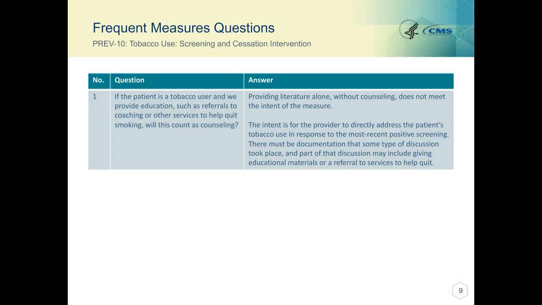Providing literature alone without counseling does not meet the intent of the measure. The intent is for the provider to directly address the patient's tobacco use in response to the most recent positive screening. So there must be documentation that some type of discussion took place, and part of that discussion may include giving educational materials or a referral to services to help quit.